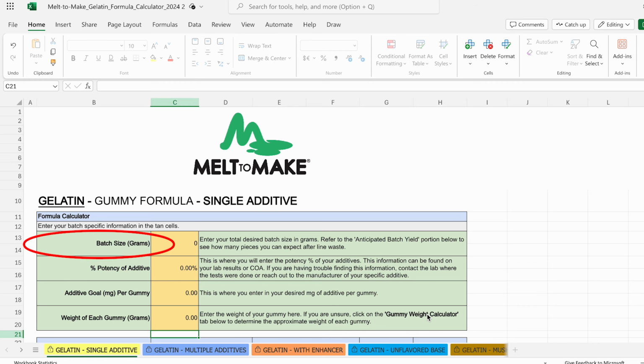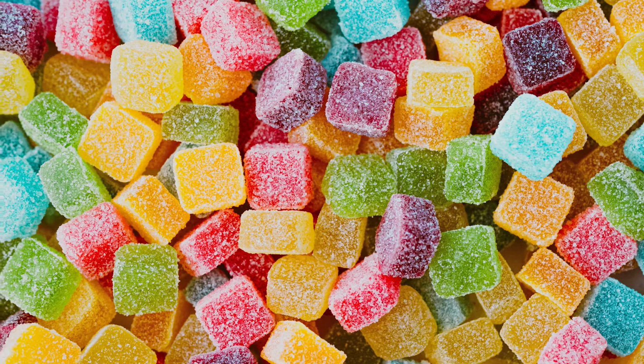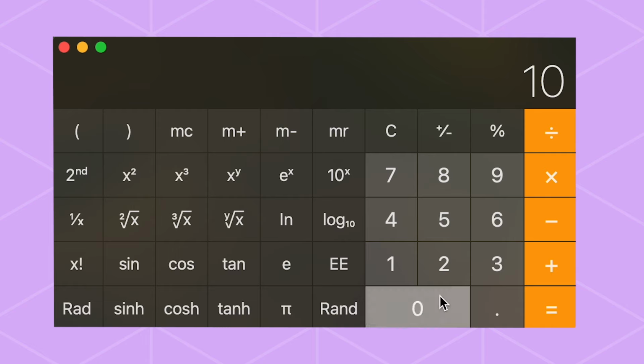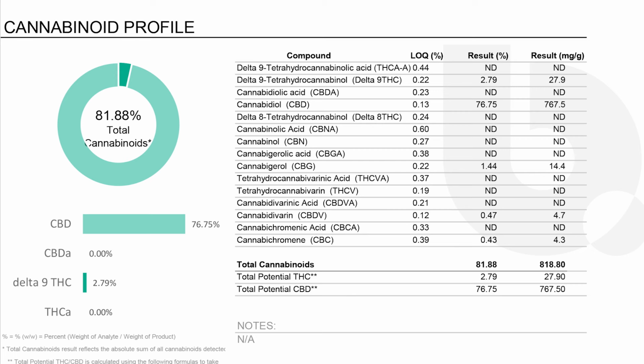To determine your batch size, we recommend starting by deciding upon the number of gummies that you would like to make. If you want to make 1,000 gummies and your mold produces 2.7 gram pieces, you will need a batch size of 2,700 grams of mix. To this, you will want to add 5%, which accounts for the average line waste. This brings the total batch size needed to produce 1,000 gummies to 2,835 grams.